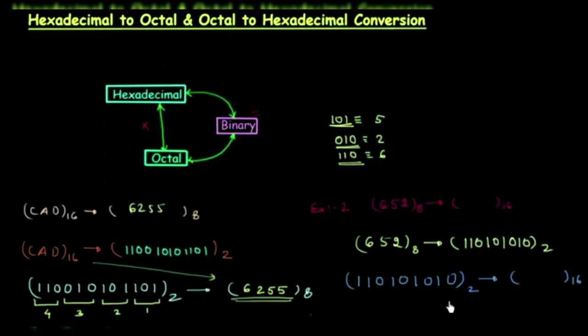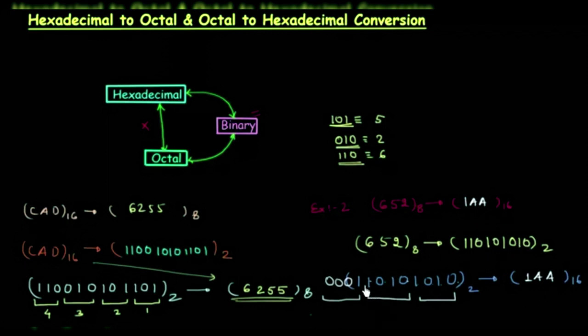We will start from right, and in this case we have to make group of 4 bits. So first group will have 1010, second group will again have 1010, and third group we have 0001. 1010 is 10, and 10 is written as A. 1010 is 10 or A. 001 is 1. So the hexadecimal equivalent of 652 in octal is 1AA.